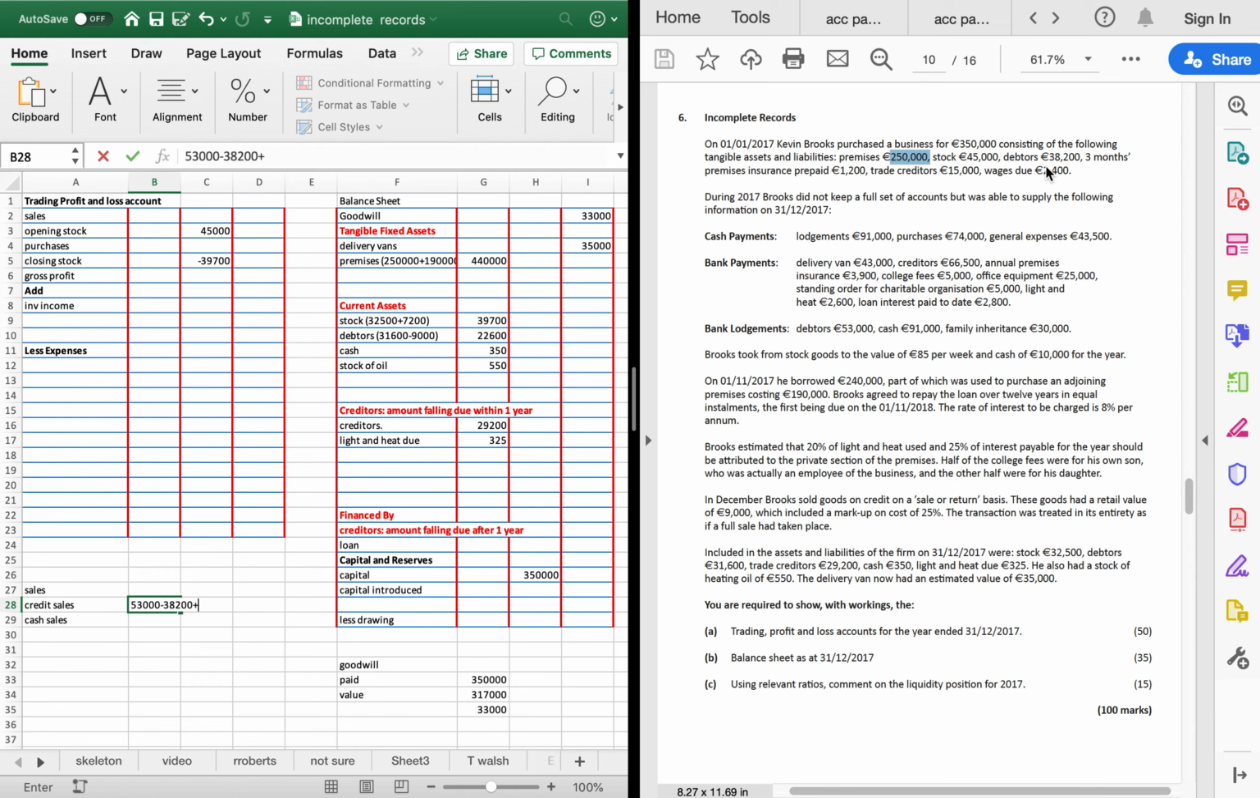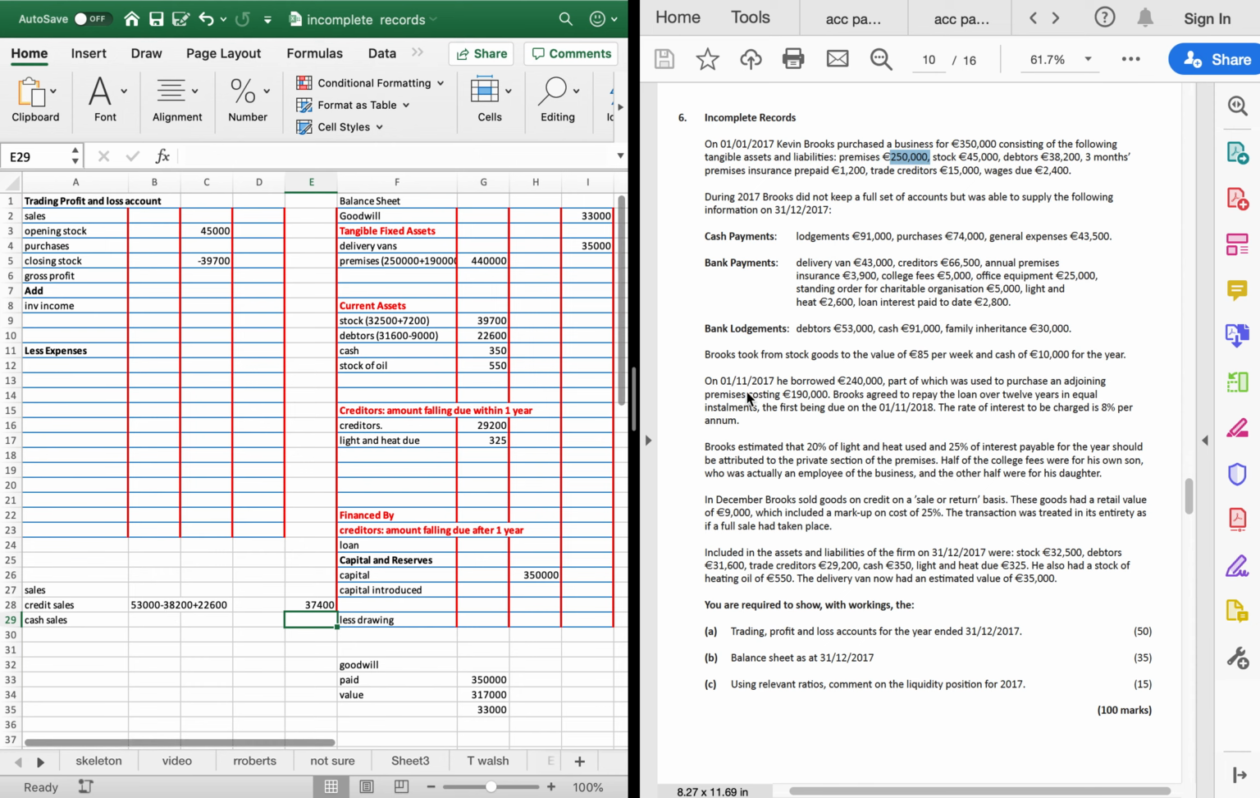So we take that away, and then you still have debtors at the end of the year, which is this number here, 22,600. Okay, so that'll give you a credit sales of 37,400. Okay, so our second one then is our cash sales.